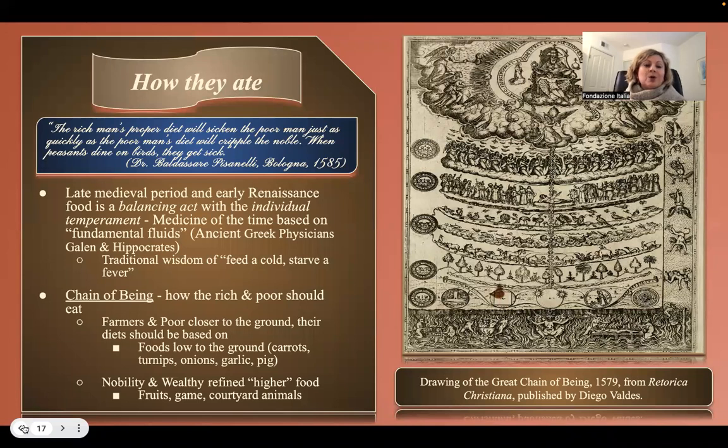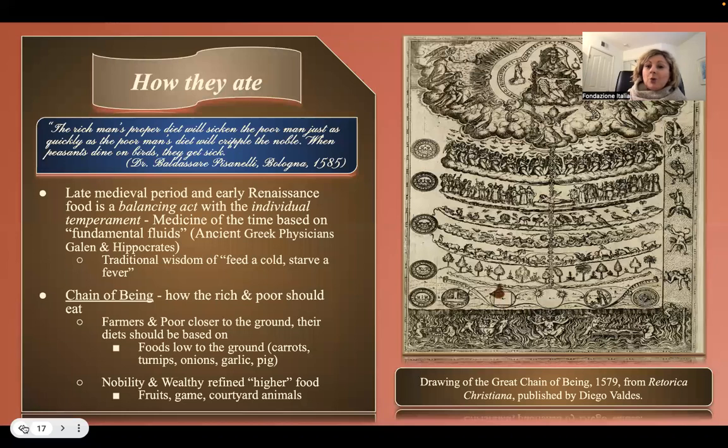The traditional wisdom was feed a cold but starve a fever, and then it was based on this concept of the chain of being, and so how the rich and the poor should eat. This chain of being, this sort of hierarchy of all living things, animate and inanimate, had a particular order. Your diet would be different according to which layer you lived on.